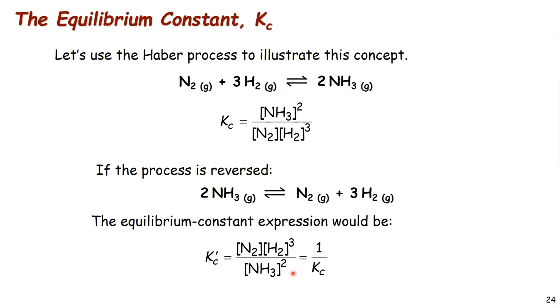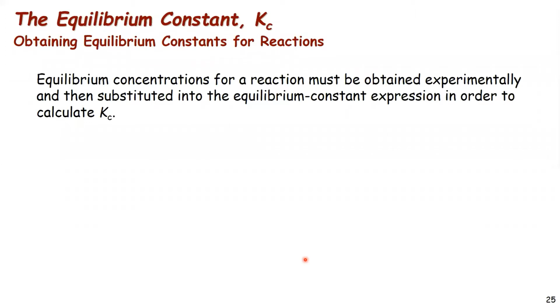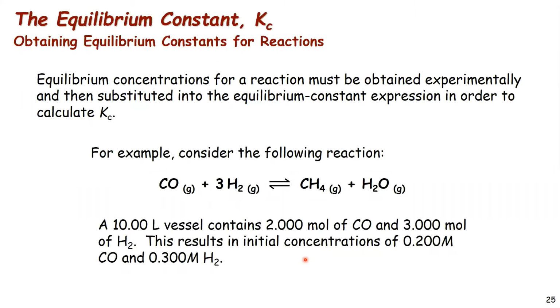We're going to be manipulating these equations later on. We're going to be adding them up again. And so whenever we have to flip a chemical reaction, we just take the inverse of that equilibrium constant. So again, we have to determine them experimentally. So let's consider another reaction. This is a reaction.